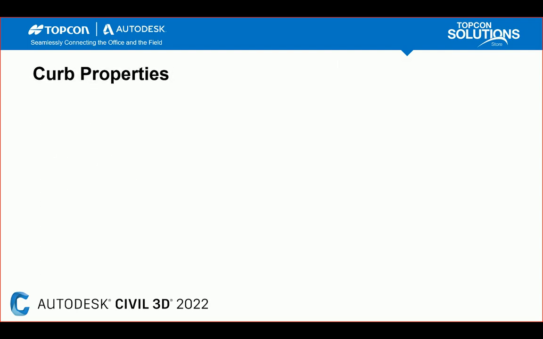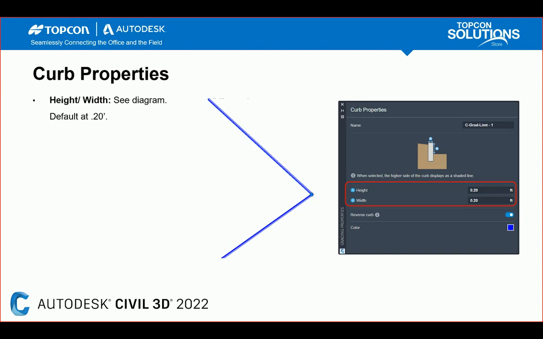Curb properties. These work separately from zones for parking lot design. Curbs can be a closed polyline, or they can be just a line. When you create one, it gives you height and width. It does default to 0.2 feet, from European 0.2 meters, but you can change those properties. A half foot is generally standard, so you want to make that half a foot for your height and width.